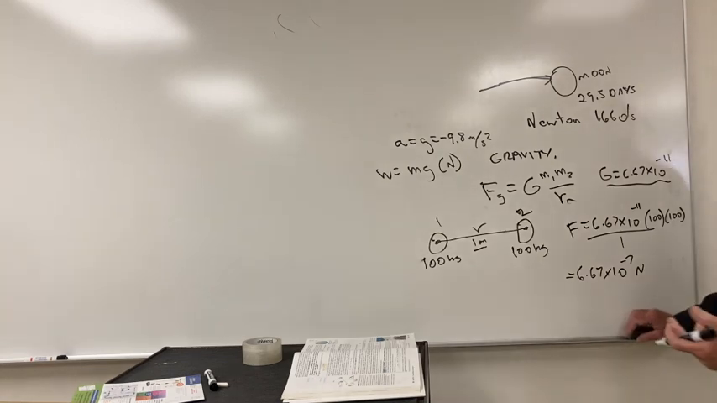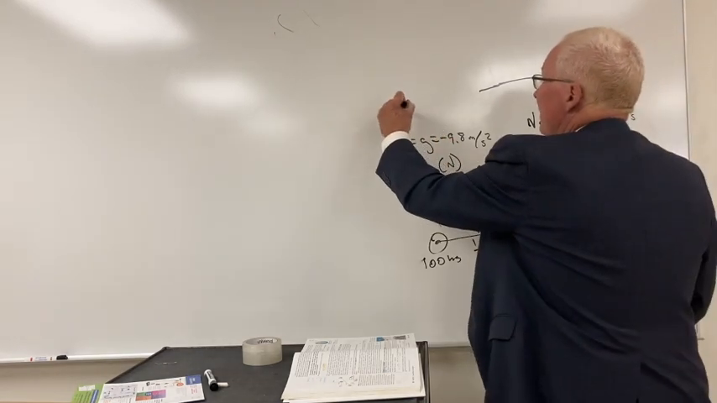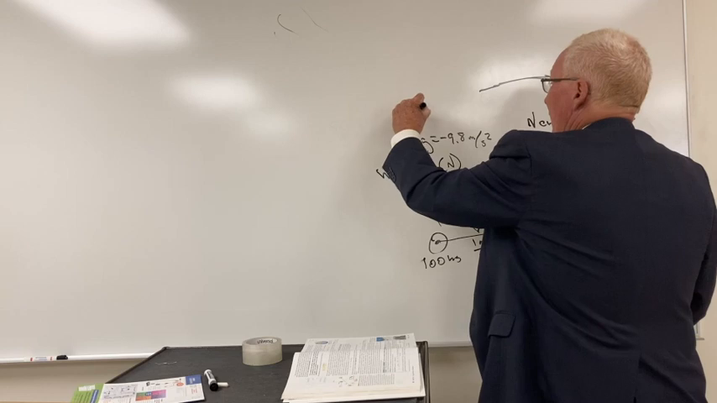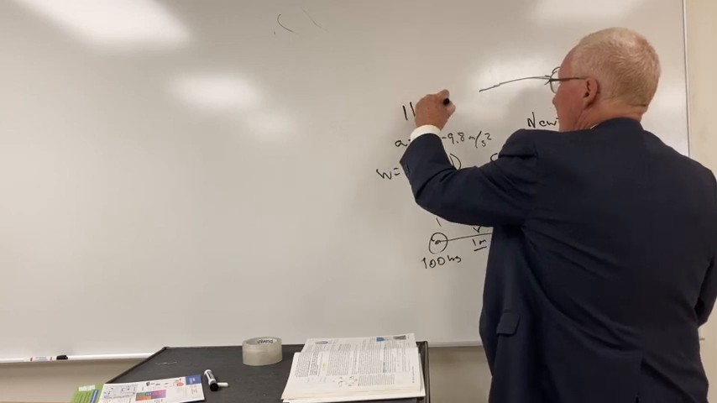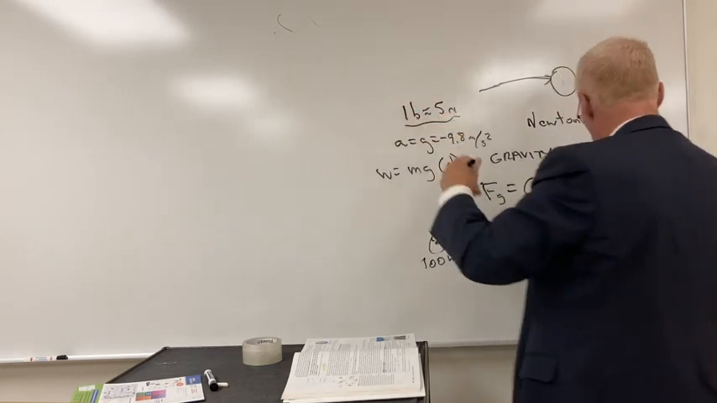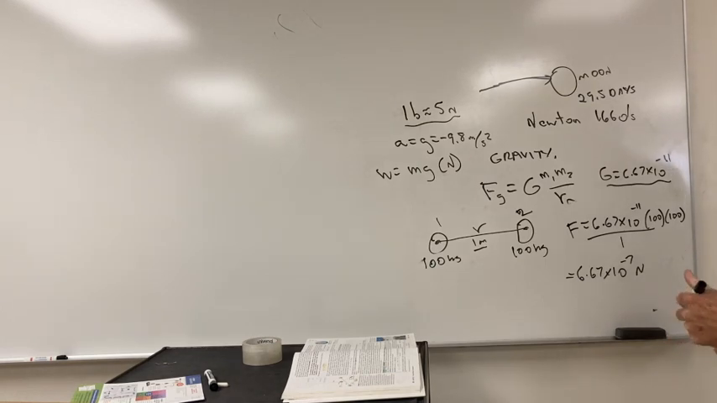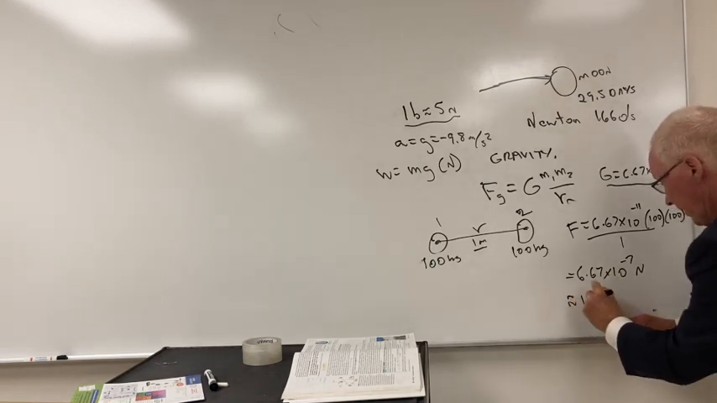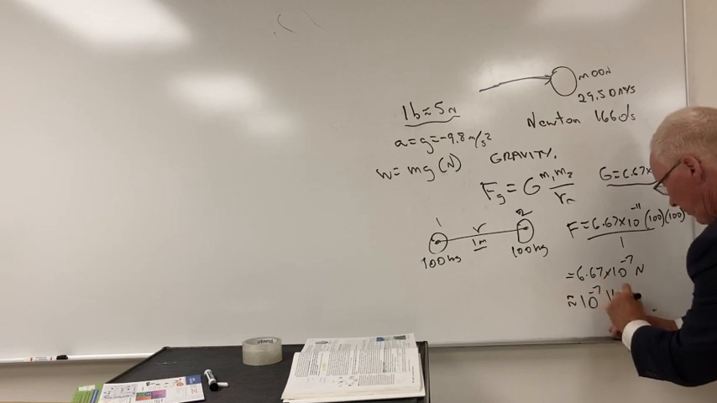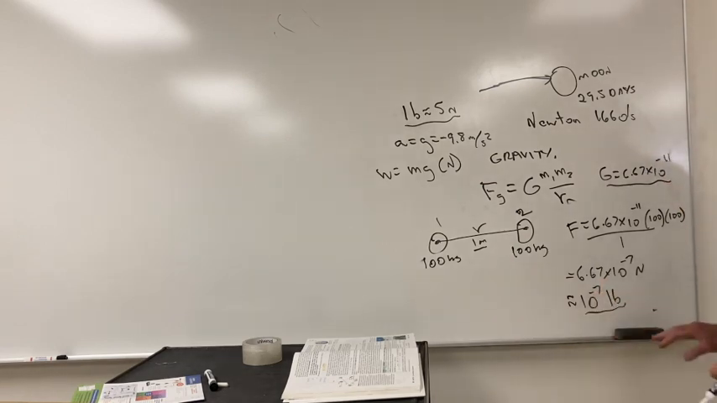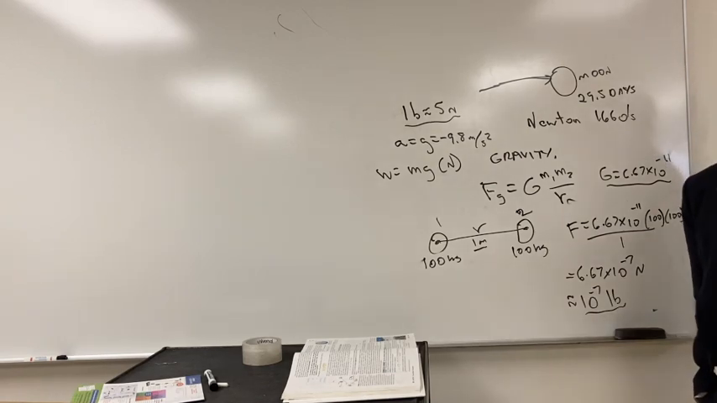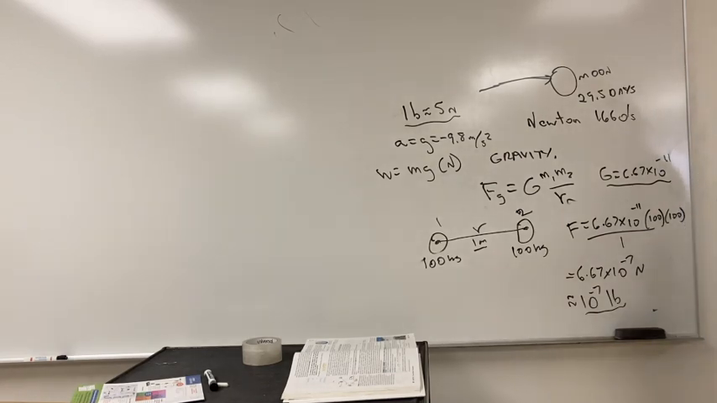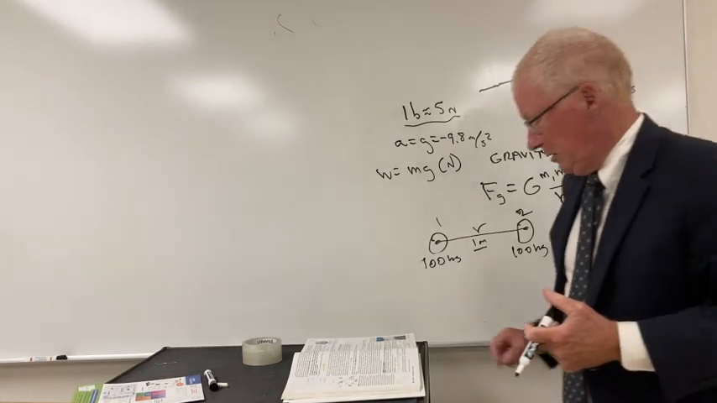Now keep in mind, 1 pound is approximately 5 newtons. So this is roughly 10 to the minus 7 pounds. That is an incredibly small number. That is one ten-millionth of a pound. I can't imagine how small it would be.